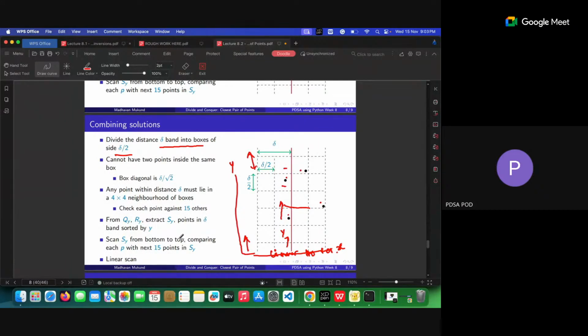That is what is happening. See, here it is. Scan SY from the bottom to top, comparing each point with the next 15 points in SY. So in this particular strip only, in this particular band only, it will compare, because this band is already framed with the minimum distance. We try to compare only within this band. So within this band, you can find a maximum of another 15 points only.